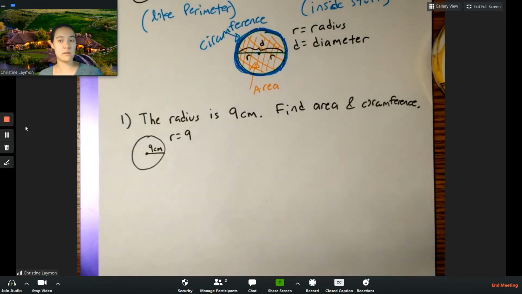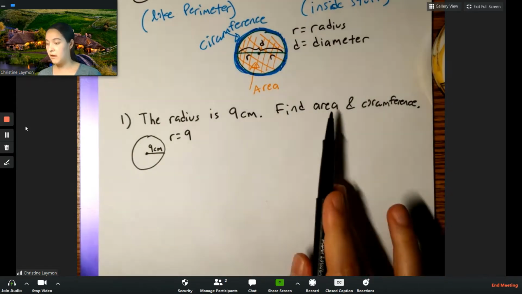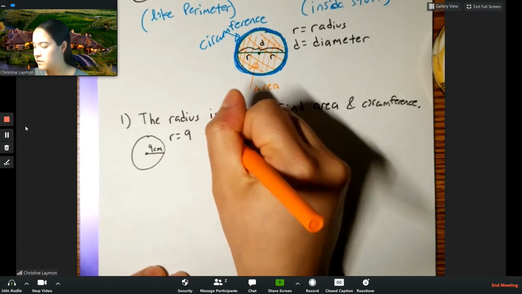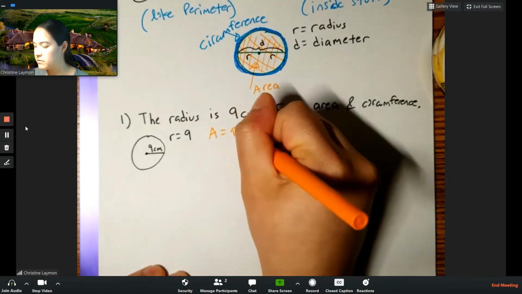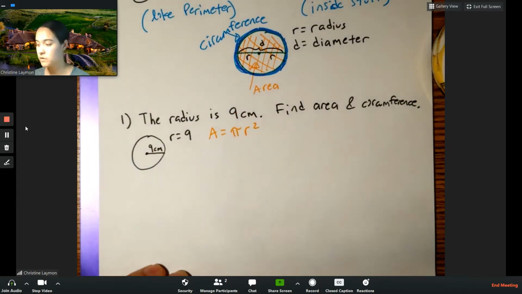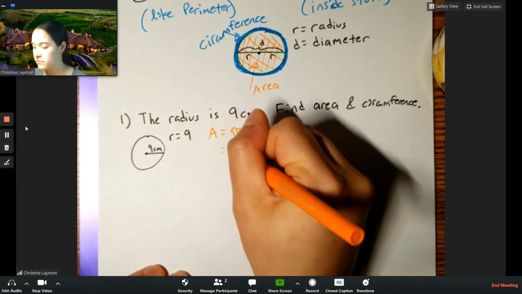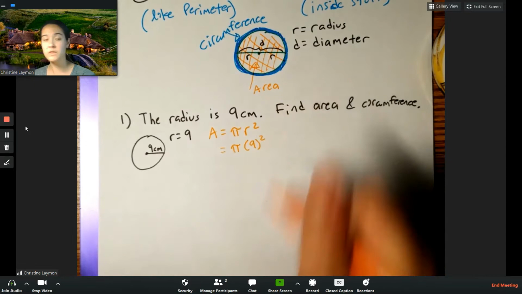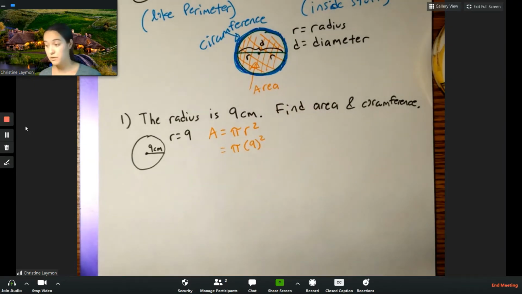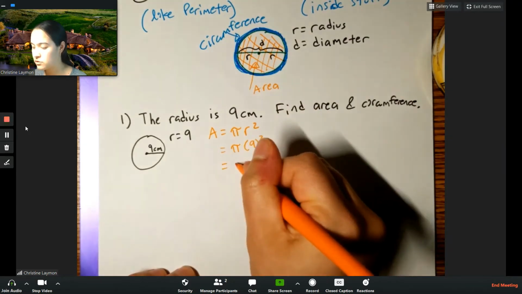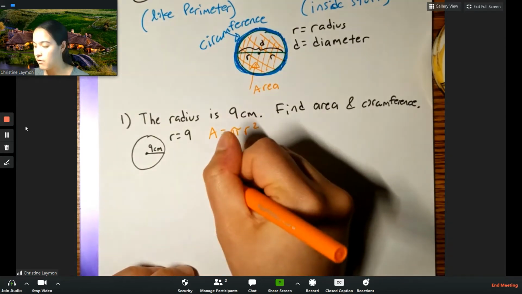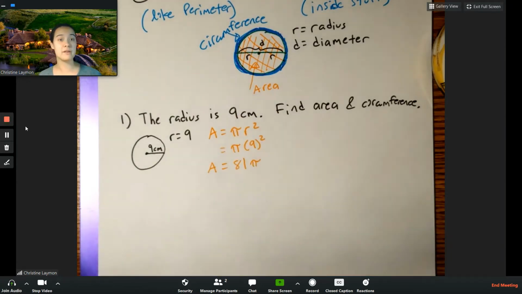So I'm going to go ahead now and find the area first. So area, remember, is pi r squared. R is 9. So pi times 9 squared. 9 squared is 81. So our answer is going to be 81 pi. So area equals 81 pi is a perfectly fine answer.